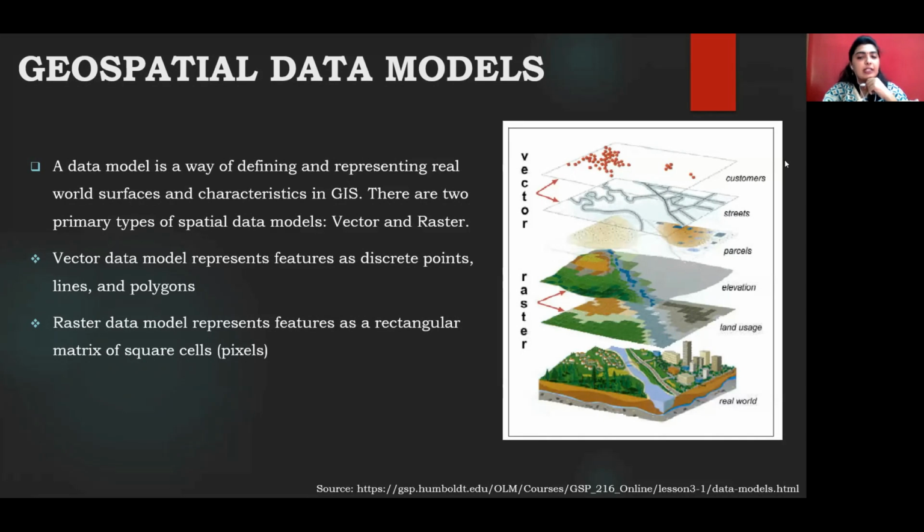Now, geospatial data models are again in terms of two primary ones, two spatial data models, which is nothing but vector and raster. We all know vector data is represented in the form of points, lines, and polygons, whereas the raster data model is actually represented with the help of a rectangular matrix of square cells, which we call pixels in the GIS terminology.